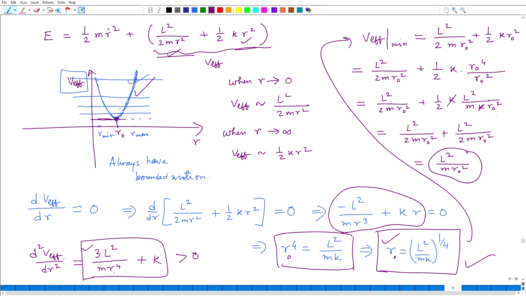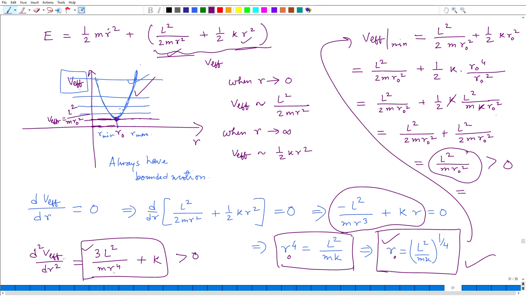This is positive and greater than 0, and that is why this point should always be here. So you see that the minimum of V effective is actually above the x axis, above V effective equal to 0. So it will be something positive. I can write this is the value where V effective is equal to L square by m r0 square. This is simply a square, yes. I can write this also.